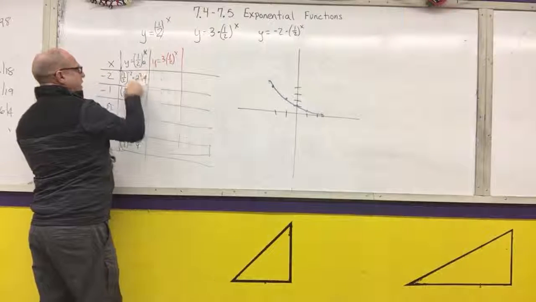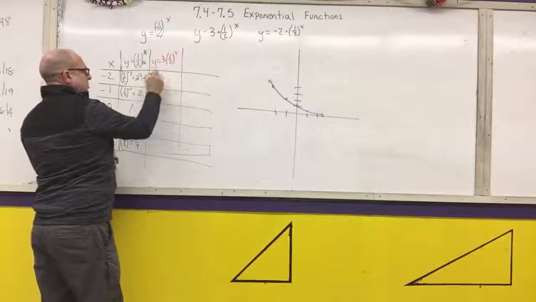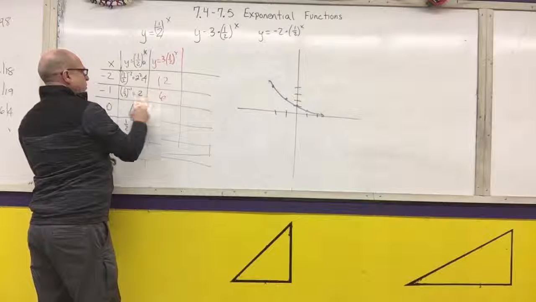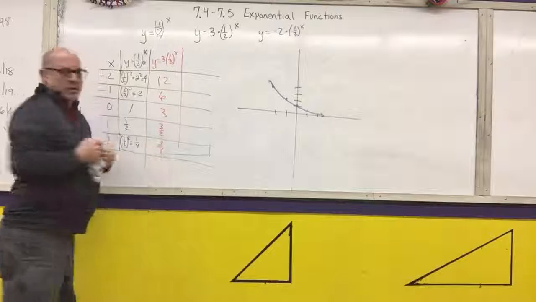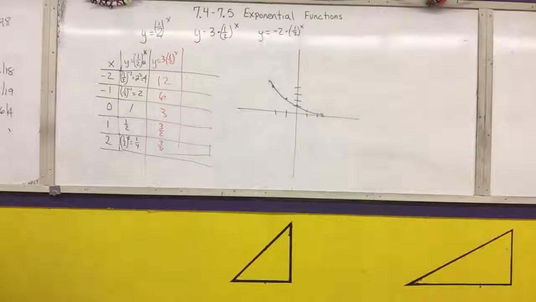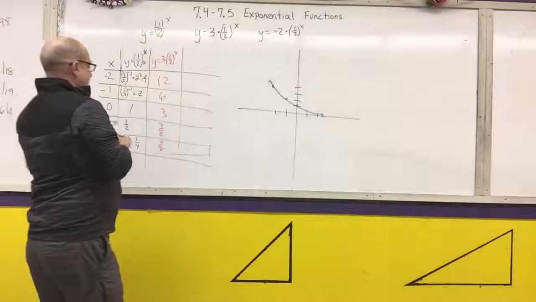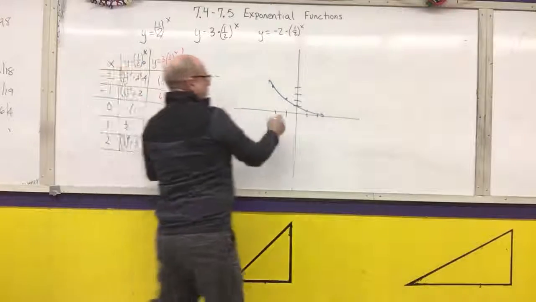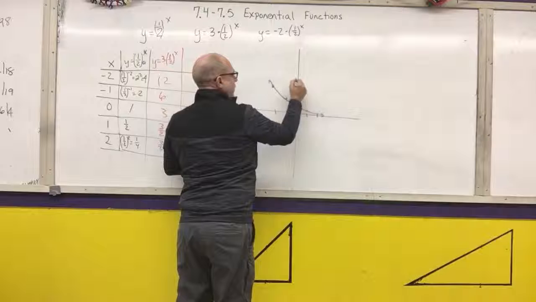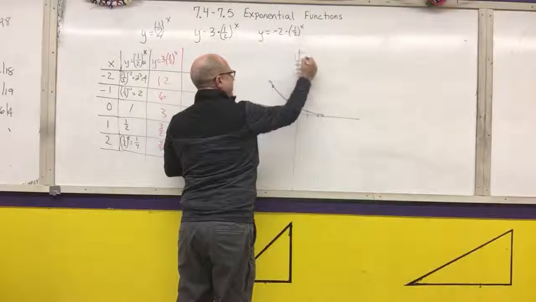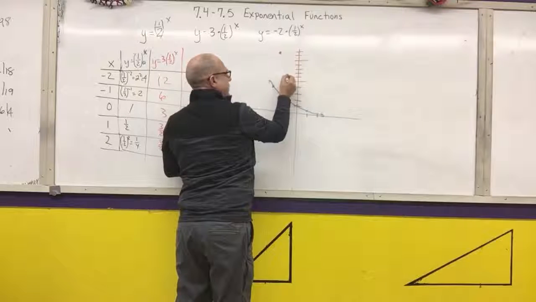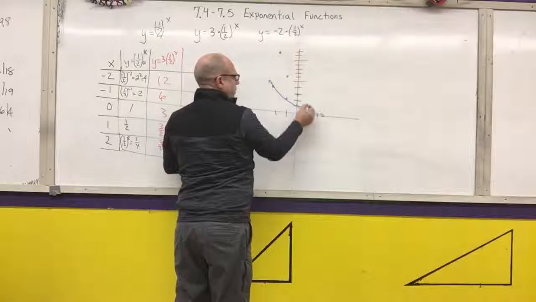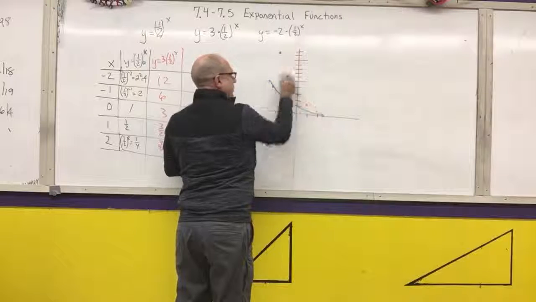I'm just going to take this value and multiply by the number in front. 4 times 3 is 12. 2 times 3 is 6. 1 times 3 is 3. Then 3/2 and 3/4. And again, you should note that I have the exact same values I had for y equals 2 to the x, except I'm reflected across the y-axis. So I end up with 12, 6, 3, 3/2, 3/4.